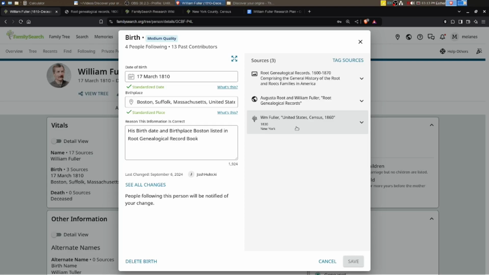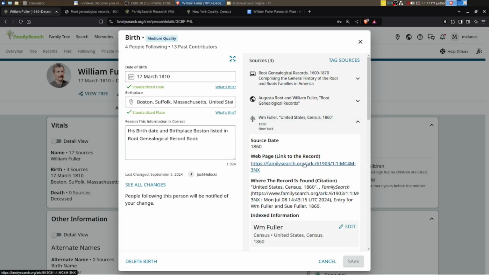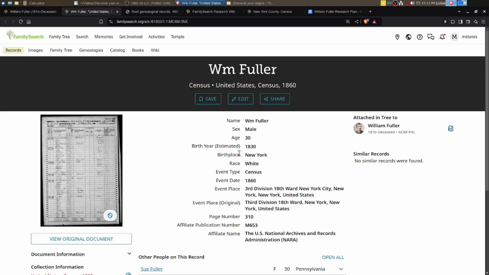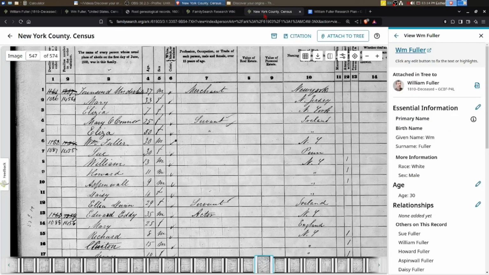And so we need to look at it very carefully. And you can see here there's some potential record conflicts with the 1810 birth date. So let's go look at it. And you can see here it says the birth year estimate is 1830 and the birthplace is New York. So that does not match what is on the FamilySearch profile. So let's go and look at the actual census record here.